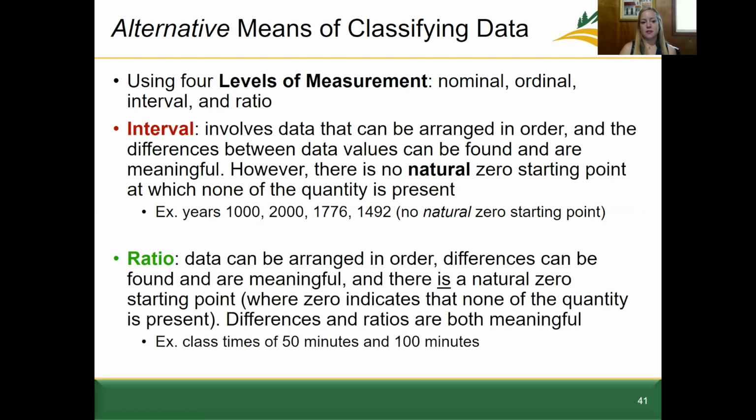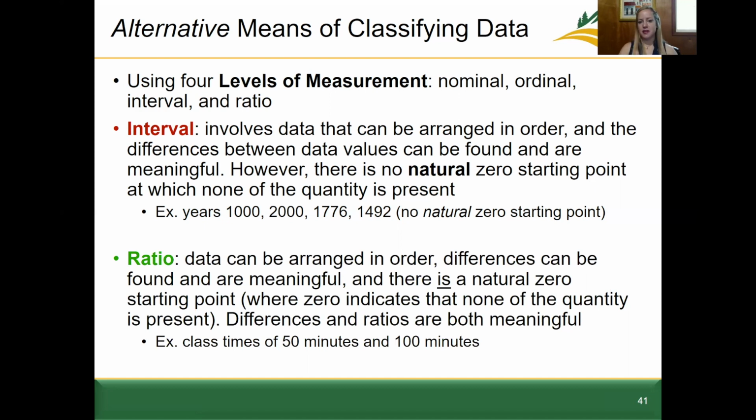Ratio is the fourth type. So it's data that can be arranged in order, and differences can be found and are meaningful. Okay, so that's another check. There is a natural zero starting point, though, for ratio level of measurement. The zero indicates that none of the quantity is present. So if we're going back to our interval example at year 0, does that mean that there are no years there? No, right? So for ratio, one example here is the class times of 50 minutes and 100 minutes.